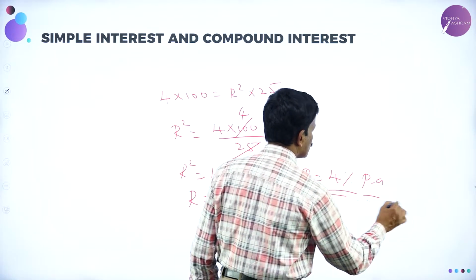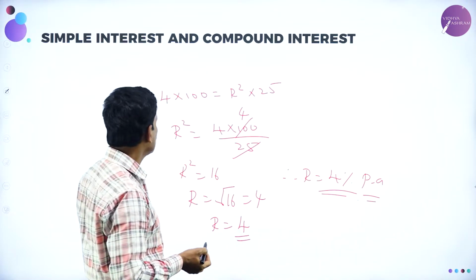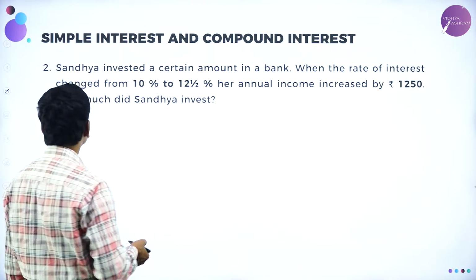Per annum is the rate of interest. Now let us come to the next problem. What is the next problem?